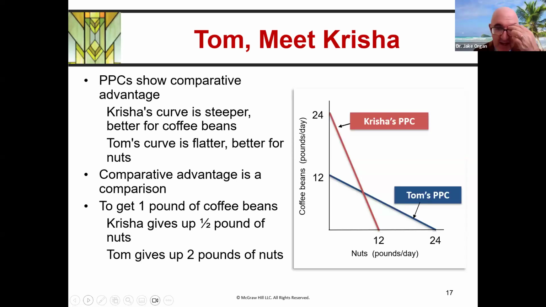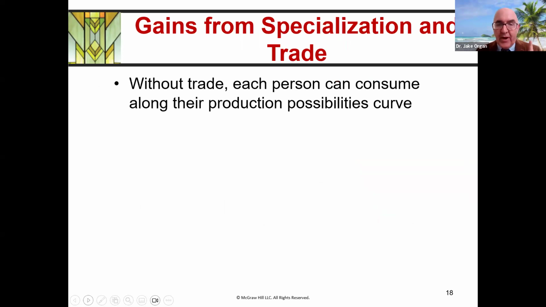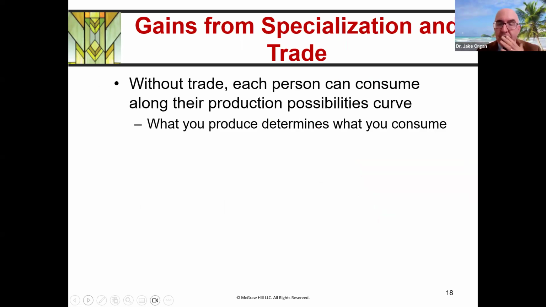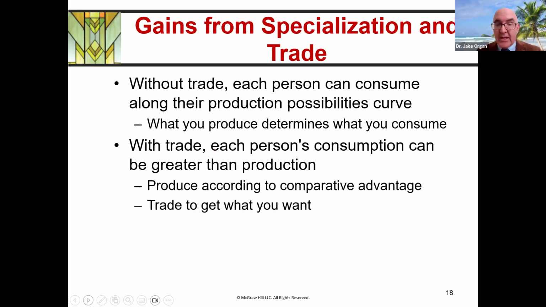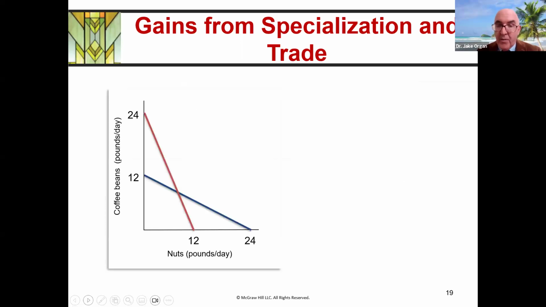They would be stuck along their red or blue lines. But look what happens when they agree to specialize and trade. If you just produce what you consume, you're going to be stuck along your production possibilities frontier. But with trade, each person's consumption can be greater than production. Basically you produce according to where you have your comparative advantage and trade to get where you want.